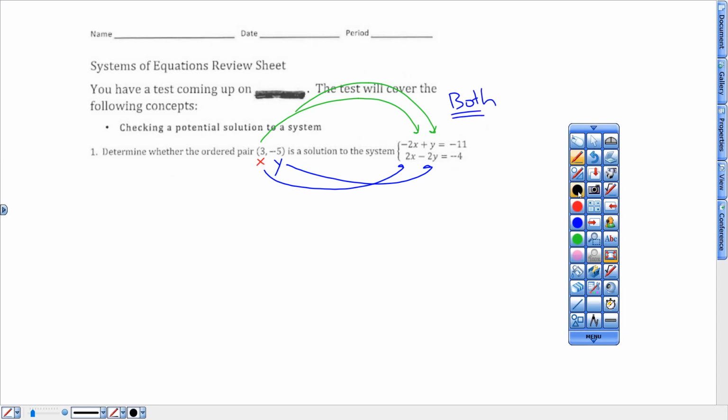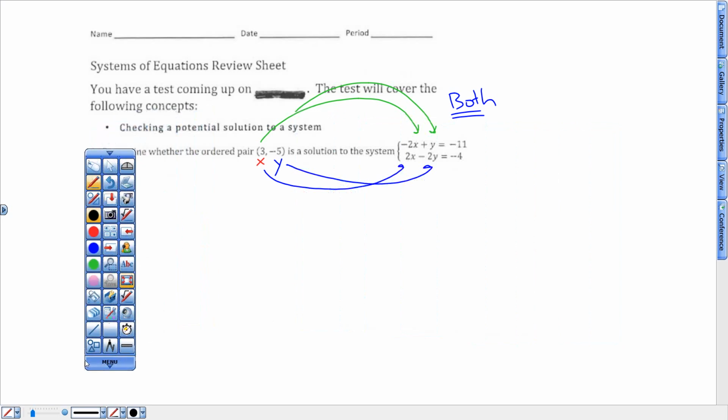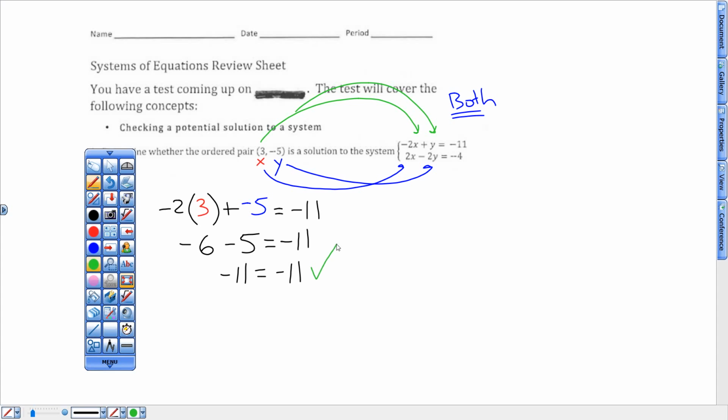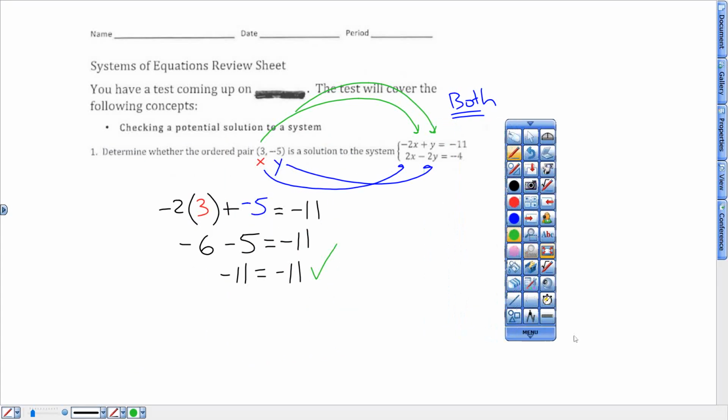So here I go. I'm going to plug in that first one. I have -2 where that x is. I plug in that 3, and then I have plus y, and that y of course is -5, and that is trying to be equal to -11. So this gives me -6 minus 5, and I can see that that -11 is in fact equal to that one, but I got to make sure I check both before I see if it's a solution or not.